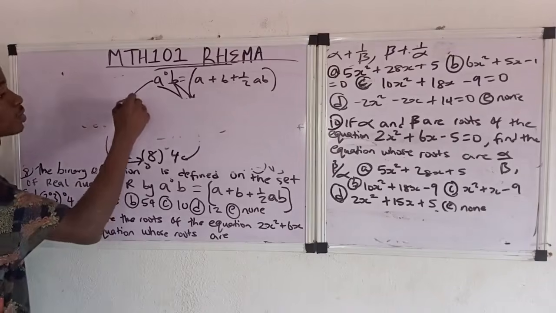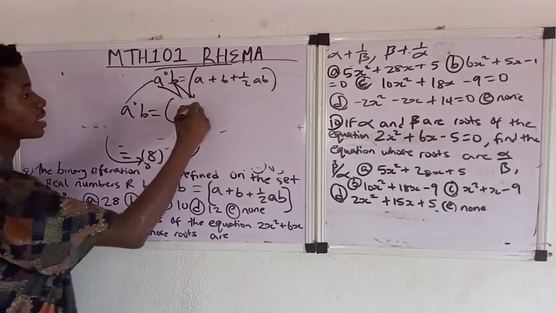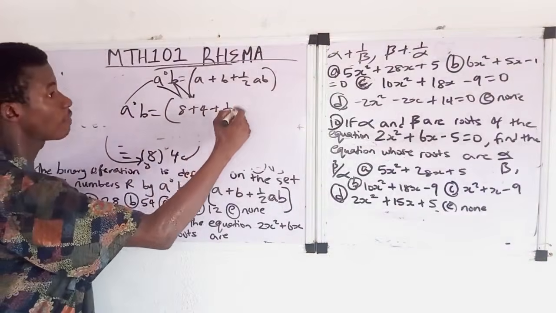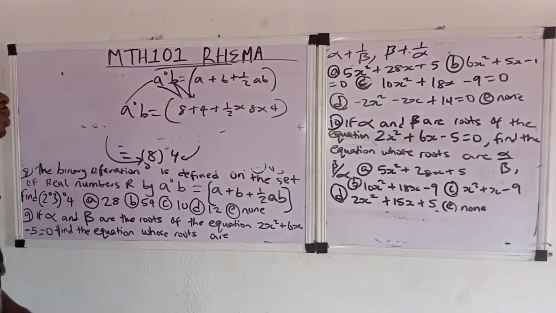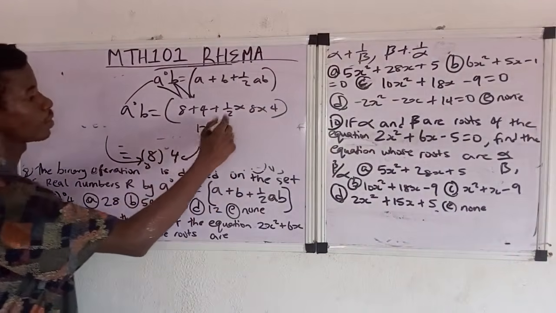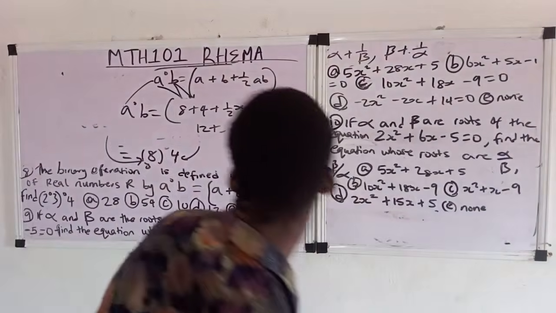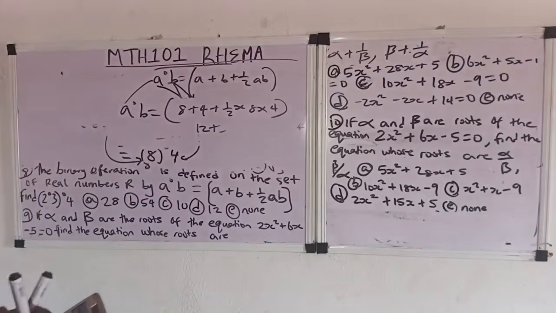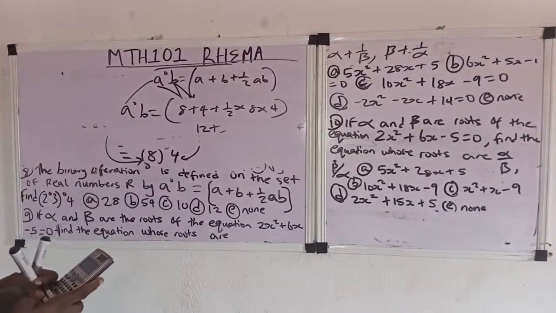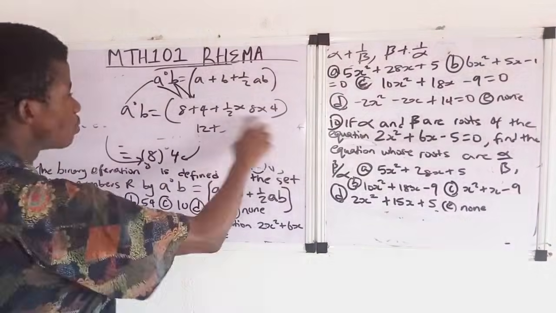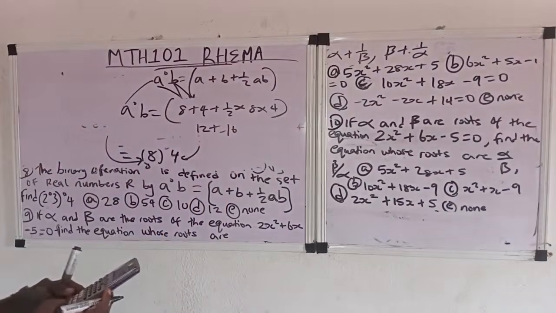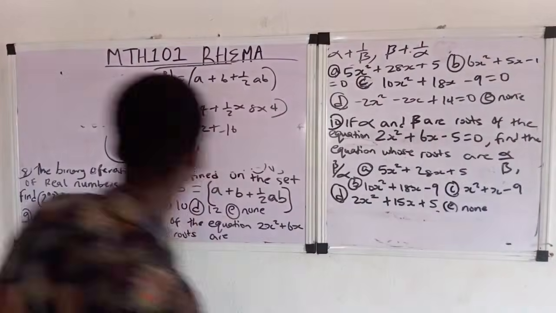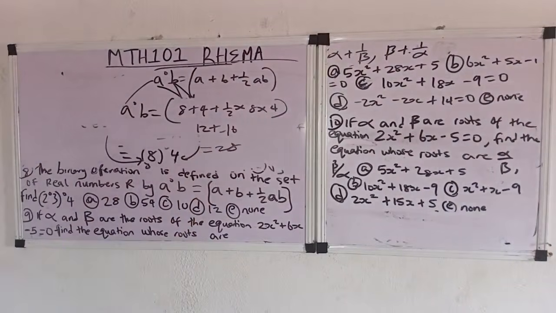A operation B is equal to A, which is 8, plus B, which is 4, then plus half times A, which is 8, times B, which is 4. So we do everything. 8 plus 4 is 12. Then 8 times 4, I mean, it's 32. Then times half gives us 16. So 16 plus 12 is 28. So our answer is 28, which is A. So that is just it.